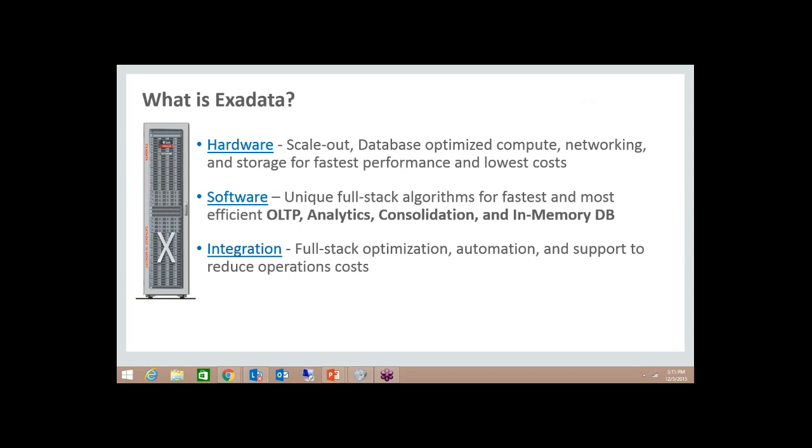Only the third part, the integration, was being done by the software provider services, or the normal DBA, or I can say the group of DBA, system admin, network admin, and storage admin. So one of the components could be optimized, but you cannot say all four components are optimized to run your Oracle database. So with Exadata, Oracle provided the complete set of hardware and the complete set of software, plus integrated it, tested it, tuned it, and optimized it. So it's a full stack optimization and support to reduce operation cost.